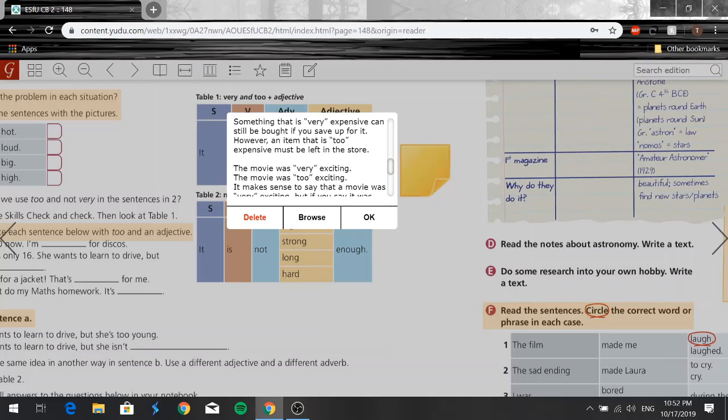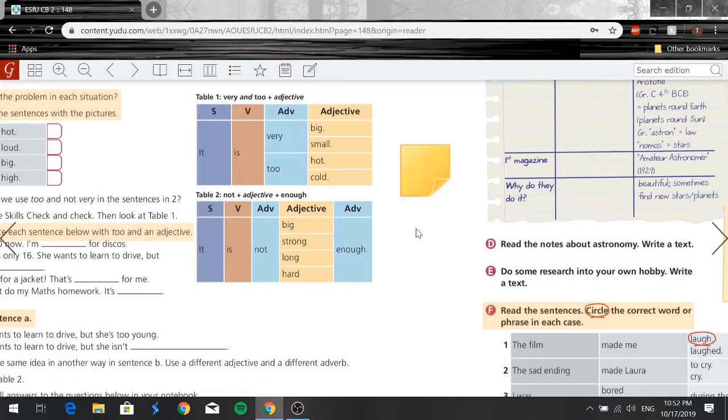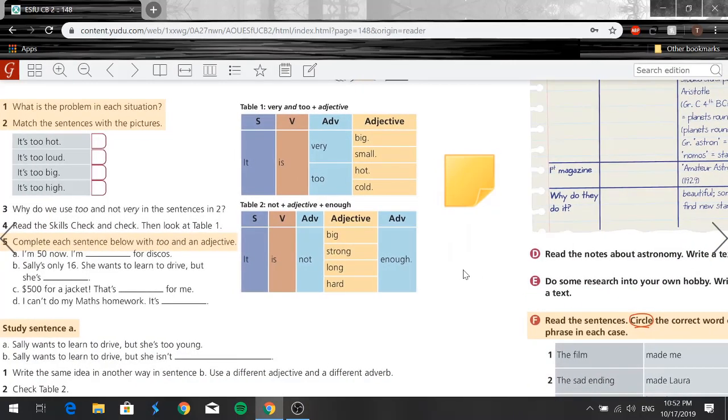One more example. The movie was very exciting. Well, when I say the movie was very exciting, it means that I was super excited, I had fun. Yeah. But when I say the movie was too exciting, I'm implying that I might have gotten a heart attack because it was simply too exciting, too much for me. Okay? So basically, in conclusion, very is not a negative term.